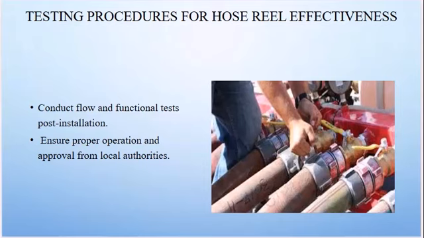Testing procedures for hose reel effectiveness. Conducting flow and functional tests post-installation ensures hose reel effectiveness. Understanding testing procedures is critical for compliance and safety. Regular assessments ensure that systems operate correctly. Training staff on testing procedures enhances overall fire safety management. Effective testing contributes to successful firefighting efforts.